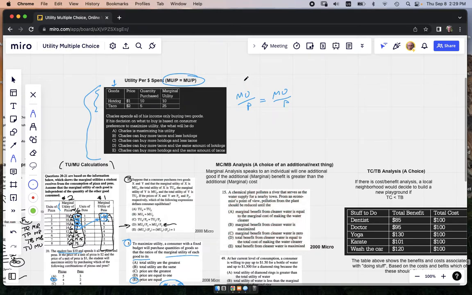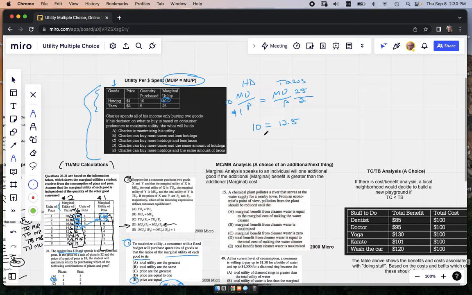So we're going to do hot dogs and we'll do tacos. Hot dogs, the price is $1. They're just going to give you this lots of times. We're just plugging in information here. The marginal utility is 10. We can see marginal utility divided by price gives us 10. For tacos, the marginal utility was 25. And the price was $2. So what is that? 12.5?